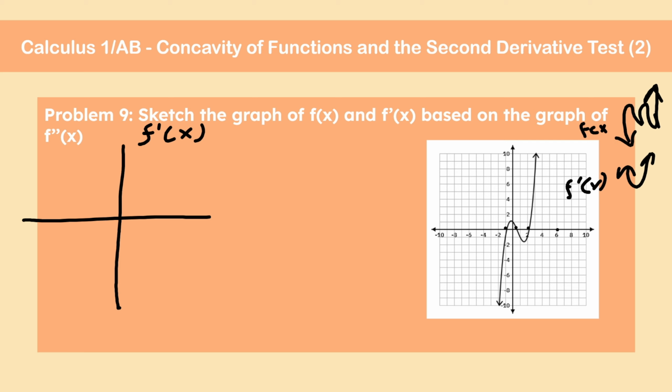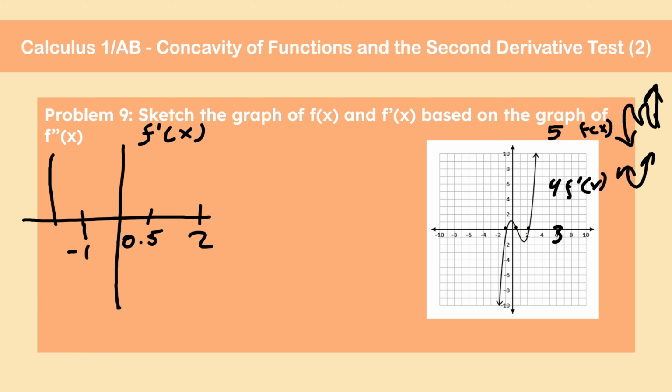So this is degree 3, which means that f prime of x will be degree 4, and f of x will be degree 5. So we're going to apply our extrema. So -1, let's say that's 0.5, and that this is roughly 2. So at -1, we go from decreasing to increasing, which means that there's a relative minimum right there.